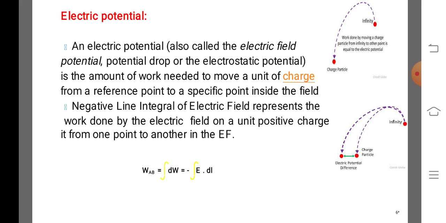Again, a negative line integral of the electric field represents the work done by the electric field on a unit positive charge from one point to another point in the electric field E. So the equation representation is W_AB equal to integral dW equal to minus integral of E dot dl.